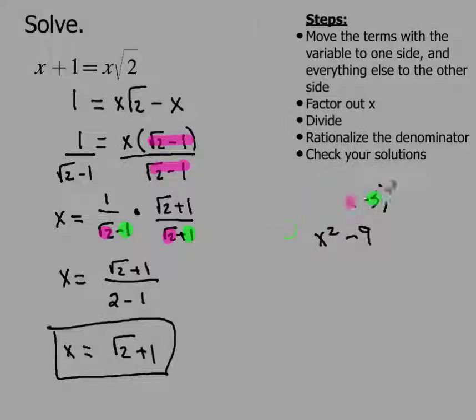But, of course, like any good math problem, we'll know that it's exactly right by checking our solution. Now, since I have an equation, that means I want to get the same thing on both sides. So wherever there is an x, I'm going to substitute in this square root of 2 plus 1.